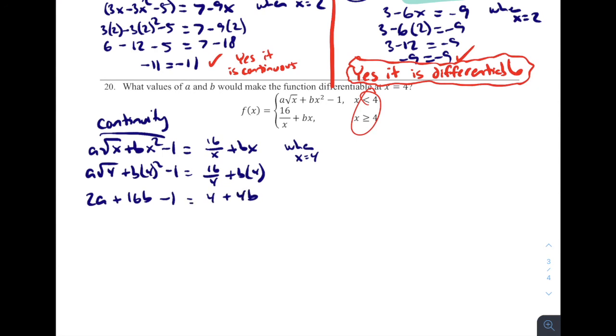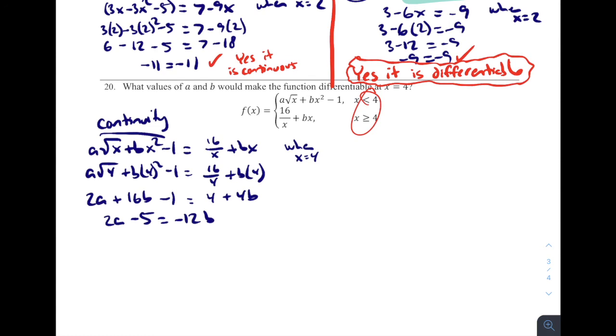If we wanted to combine like terms, we could subtract that 16b to the other side and subtract that 4 to the other side. So that means that 2a minus 5 is equal to negative 12b. Great.